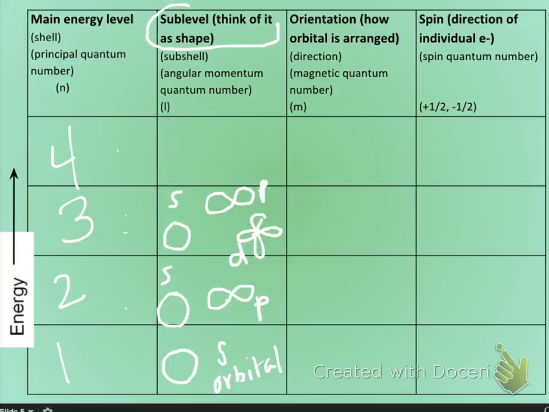If somebody threatened you with a p orbital, held you at p orbital point and said, how many shapes do you think there are on the fourth main energy level? What would you say?